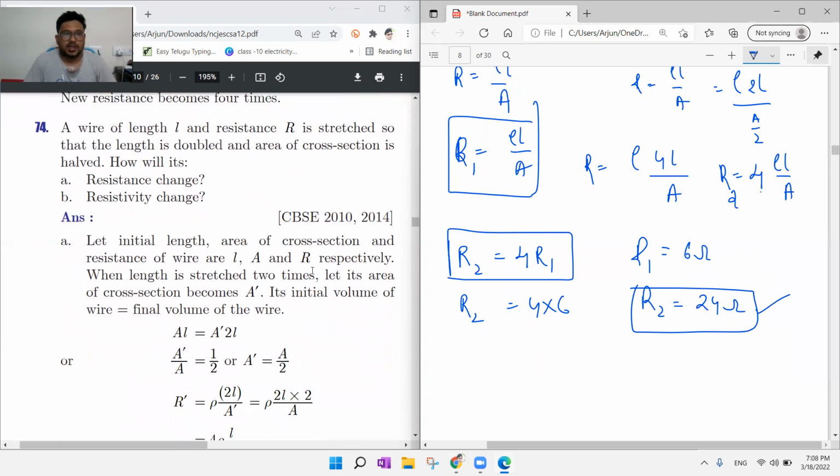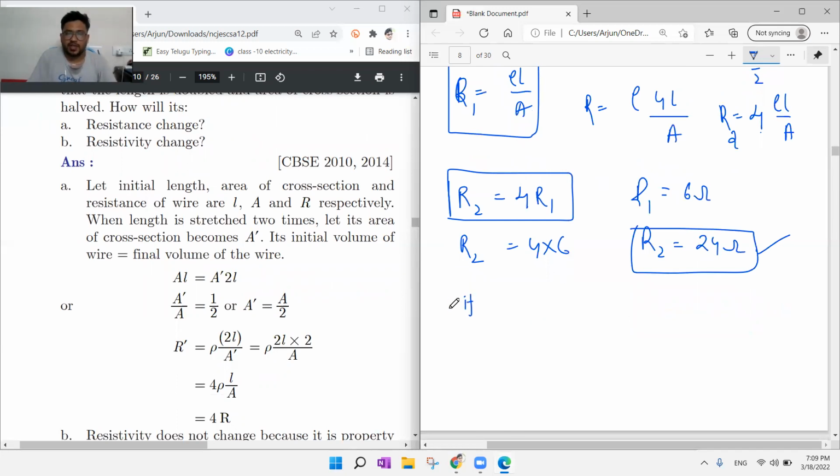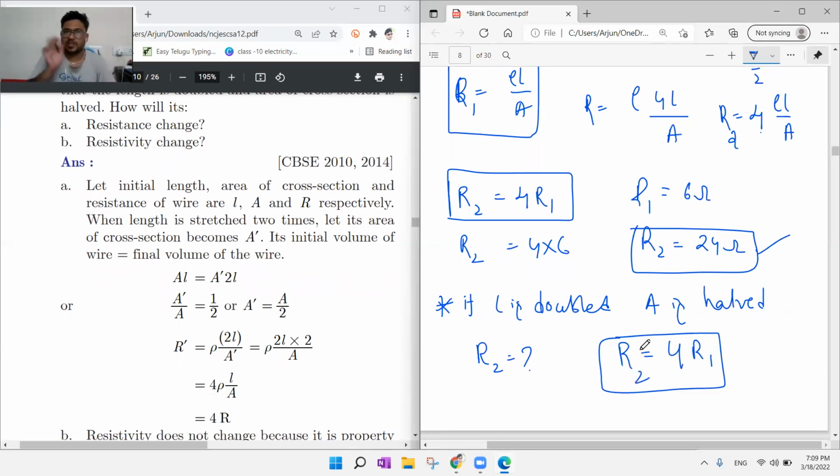Next, same question. A wire of length L and resistance R is stretched so that length is doubled, area of cross section is half. How does resistance change? How does resistivity change? Resistance definitely it will be 4R. Try to remember this note: if length is doubled and area is half, then what about the new resistance? R2 is equal to what? Means new resistance becomes 4 times old resistance. It increases 4 times. R2 is equal to 4R1. Just try to remember this expression, it is more than enough.